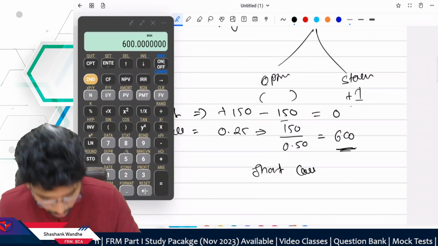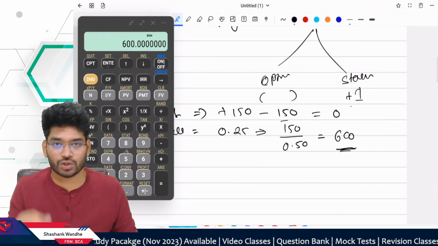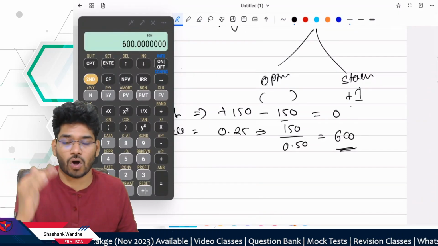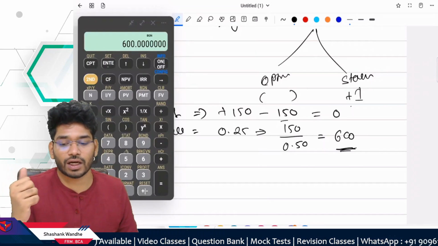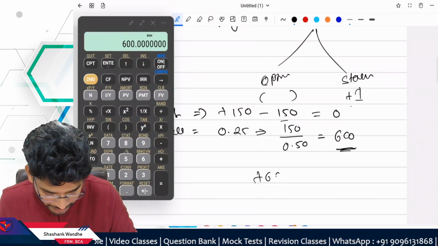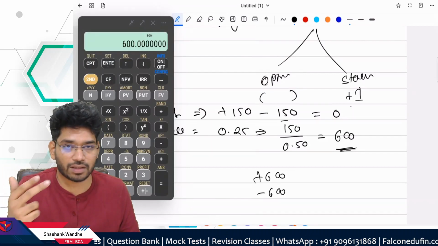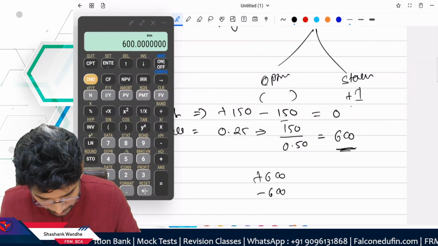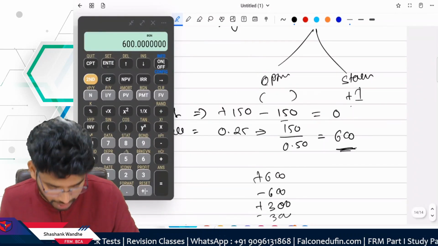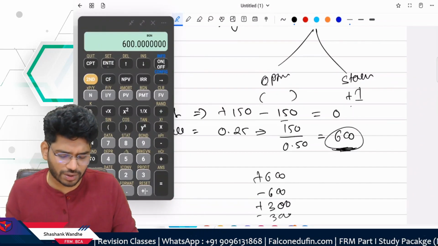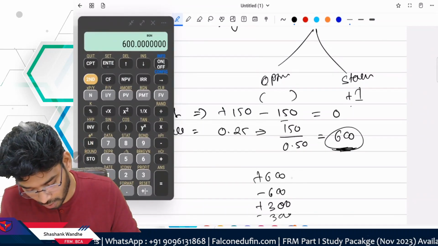Assume the question asks: how many call options will you need to make this portfolio delta neutral? Here you will get options like plus 600, minus 600. This plus means long call option and minus means short call option. Say plus 300 and minus 300, like this. Students are generally able to calculate this 600, but then they get confused about whether to take it long or short.